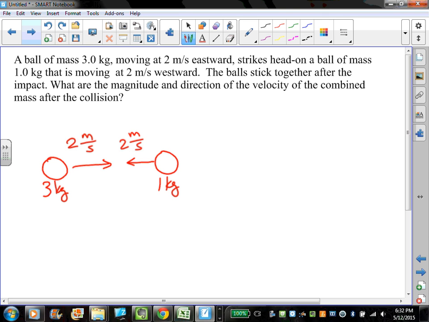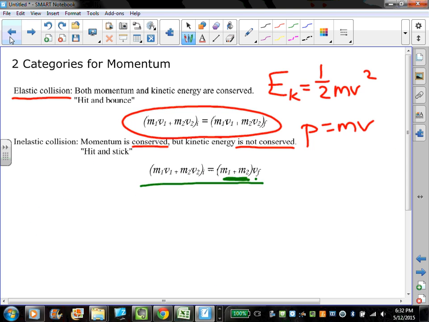So what do we notice right away? We notice they stick together. These things stick together, so we know that this time we're dealing with an inelastic collision. Since we again have conservation of momentum, there's nothing acting on our system. Nothing else is touching the ball that's moving west and the ball that's moving east. So we've got conservation of momentum. We're going to use this equation to help us.